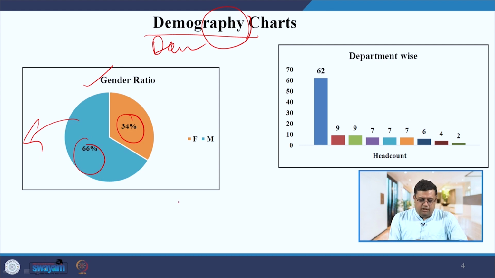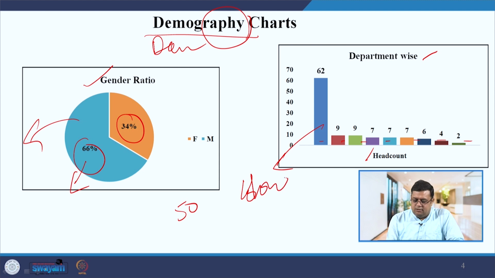Let us assume only 50 employees are there and you have visualized only through percentage, then you do not know the numbers. If you do not know the simple count, then how will you understand the extent of the problem? Similarly, you can see head count department wise. This is the second graph that the student has made. Here you can see what the problem with this graph is. The problem is that different colors are there, but the color coding is missing.